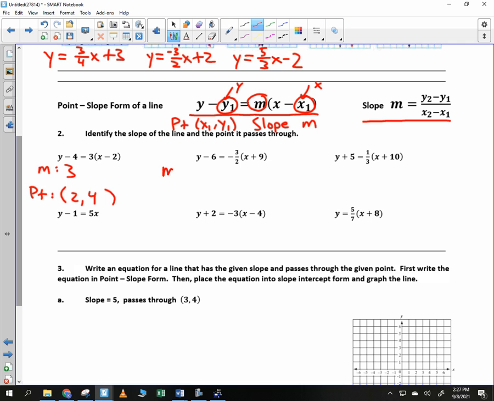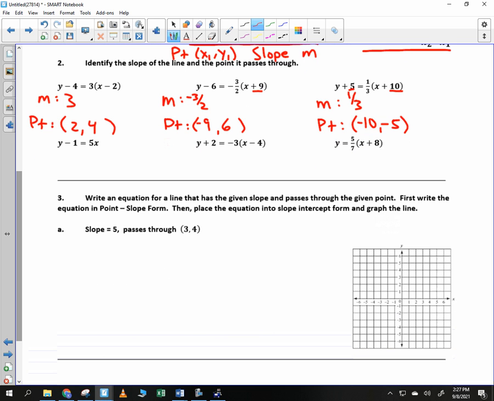So let's try a couple more. What do you think the slope is here? Yep, -3/2. For the point, what do you think is the x value, and what do you think is the y value? The x value is -9, it's opposite of what you think, and the y value is 6. The next one, the slope is 1/3, and the point, -10 and -5. Good. Yep, -10 for the x, -5 for the y.